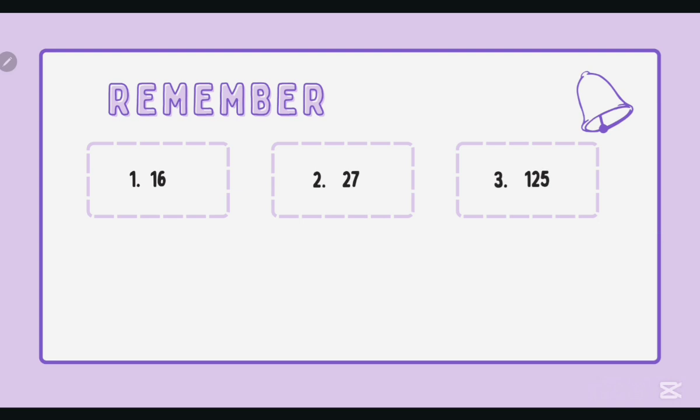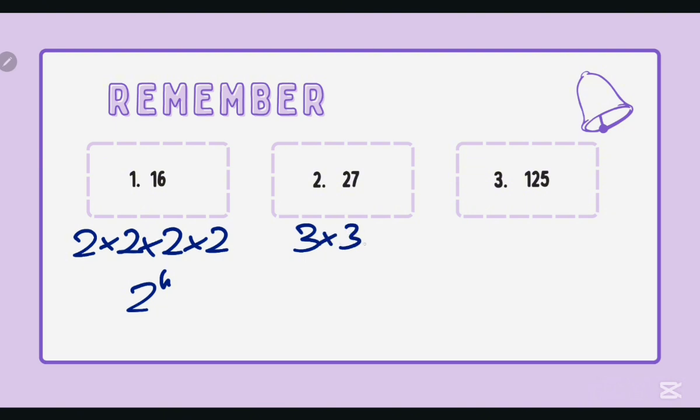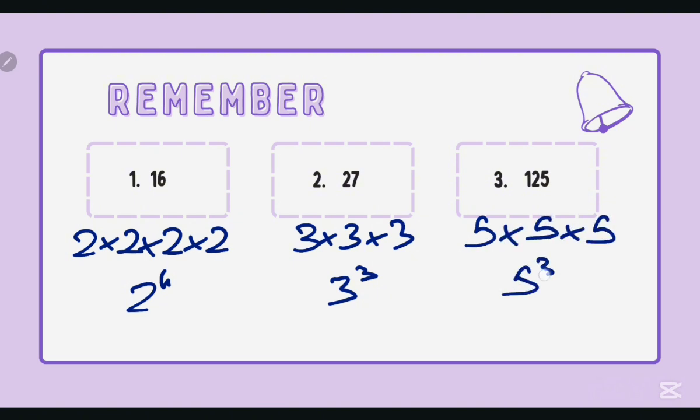How can we write 16 using an exponent? It is 2 times 2 times 2 times 2, so we can write it as 2 to the power of 4. And 27 is 3 times 3 times 3, which is 3 to the power of 3. We already knew all this, so I'm skipping over it quickly. This is 5 times 5 times 5, so we can write it as 5 to the power of 3.